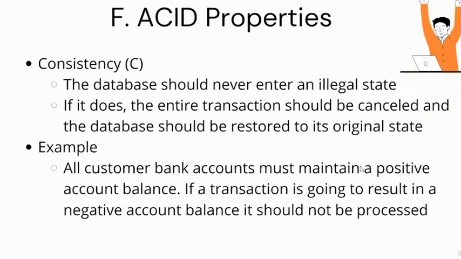In case of consistency, basically what it dictates is the database should never enter an illegal state. If it does, the entire transaction should be cancelled and the database should be restored to its original state. Let's take a look at the example. All customer bank accounts, let's say, must maintain a positive bank account balance. Now, if a transaction is going to result in a negative account balance, it should not be processed. So that's one example of the property which is known as consistency.